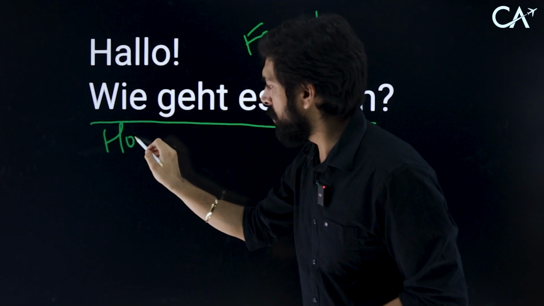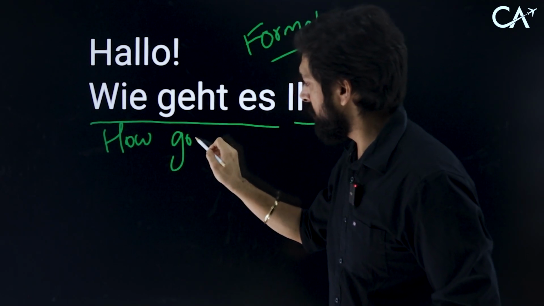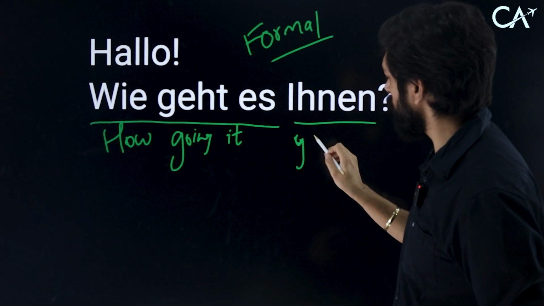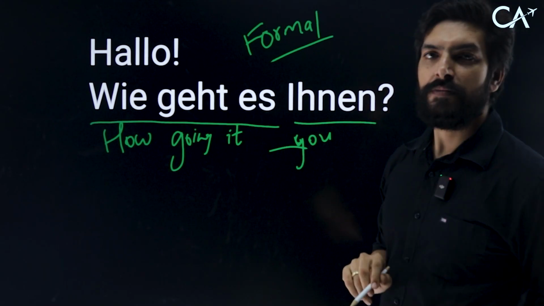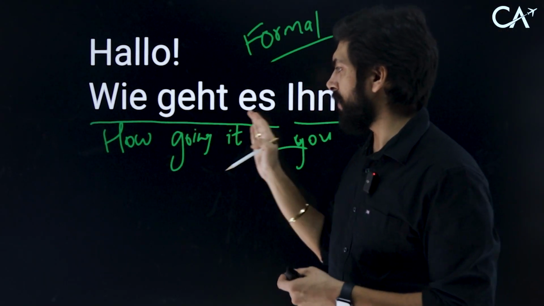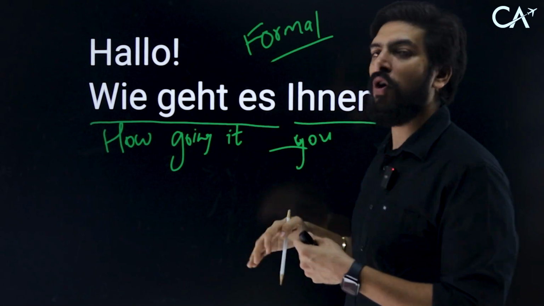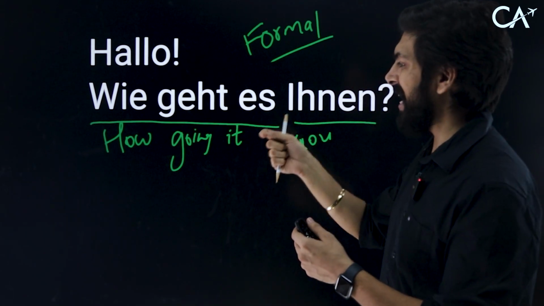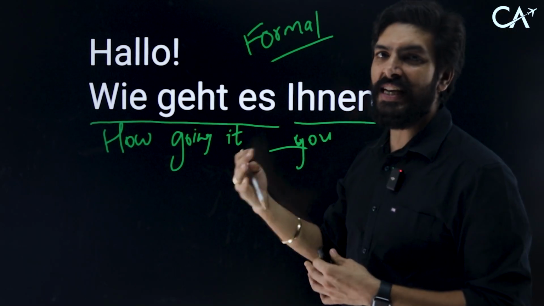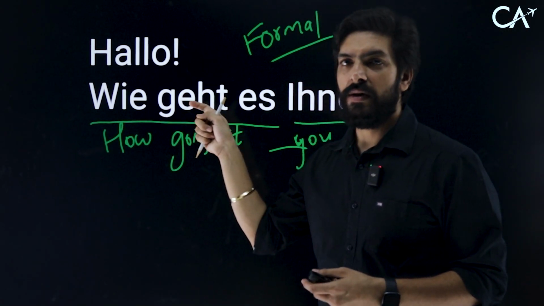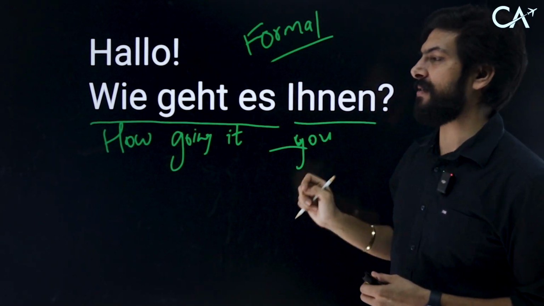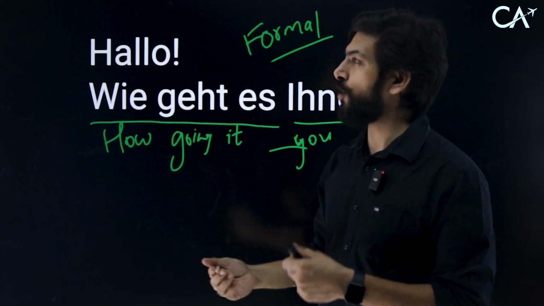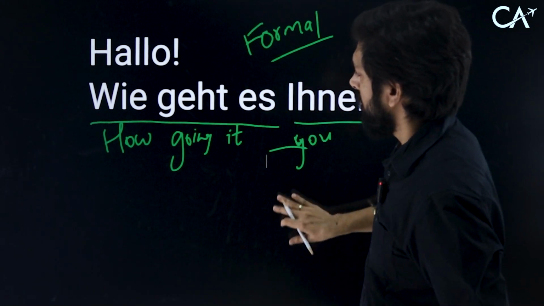How is it going with you, or with you, yeah, you can say that, right? So basically, how is it going with you? Wie geht es Ihnen, or how are you in the case of formal term. Wie geht es Ihnen? Ihnen, again with me. Wie geht es Ihnen? Hallo, wie geht es Ihnen? Hello, how are you doing, basically.